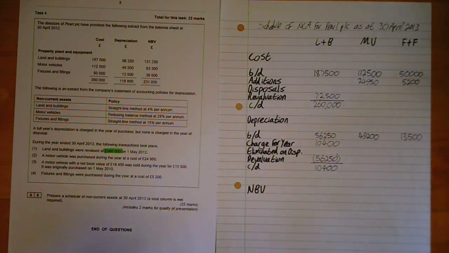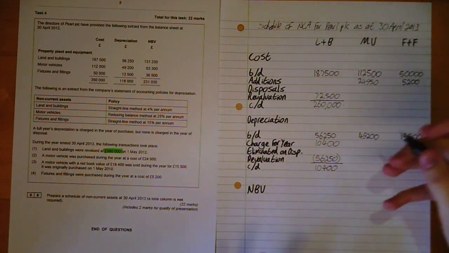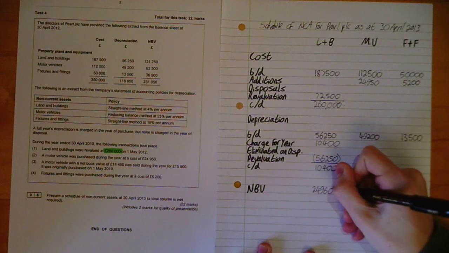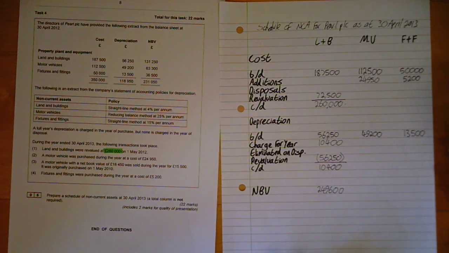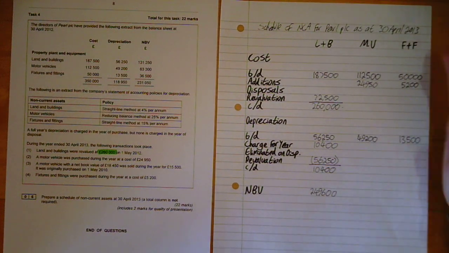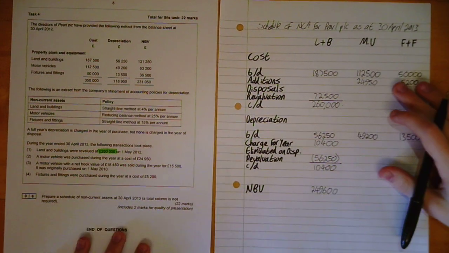It's very simple. Cost minus depreciation equals net book value. It's just what you learn in your first year. So I think that's right. 249,600. Yeah, that's right. Okay, I'm going to leave motor vehicles and go on to fixtures and fittings, because motor vehicles is a bit more difficult.